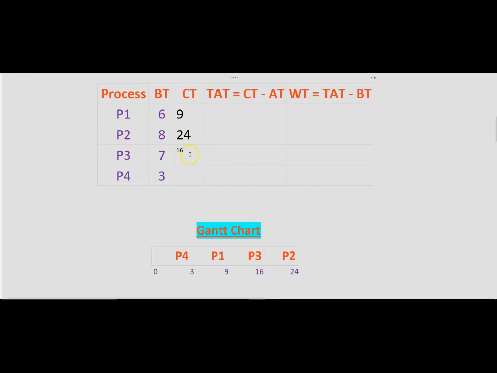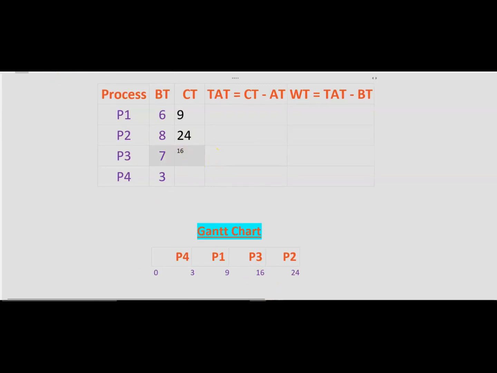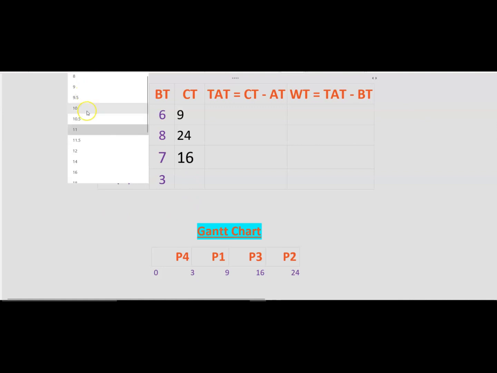So we will label it with the 16. Okay, the last one I have now is P4. As you can see in the Gantt chart, only P4 got the CPU at time interval 0, and now it is releasing the CPU at 3. So the CPU has been released by the P4 process at time interval 3.